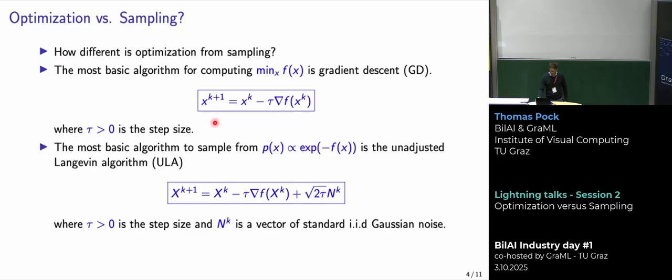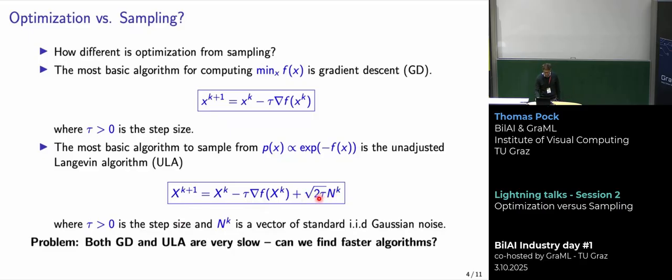What can we do for sampling? A very famous and also popular algorithm, for example, in diffusion probabilistic models, is the unadjusted Langevin algorithm, short ULA. And as you see, it just looks like gradient descent plus noise. The important thing here is that the noise term is scaled properly. However, both the gradient descent and the ULA algorithm are very slow, and therefore the question is, can we find faster algorithms? And this is actually what our research is about.